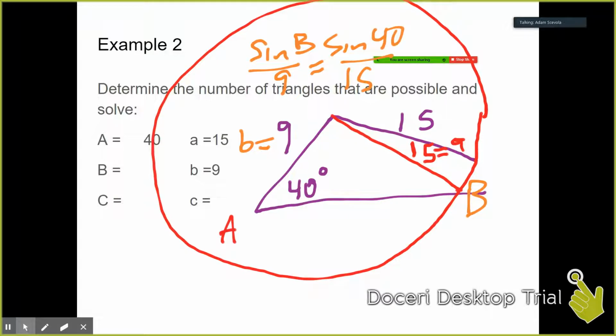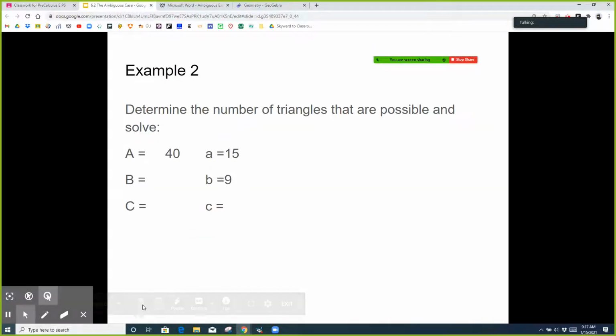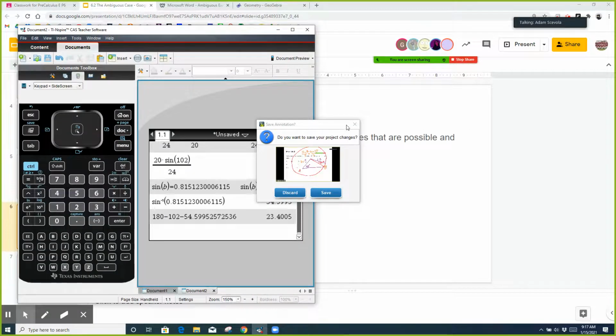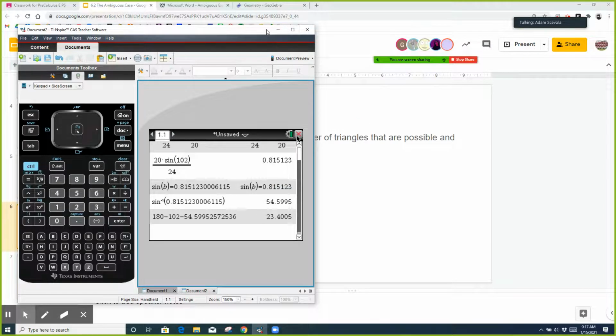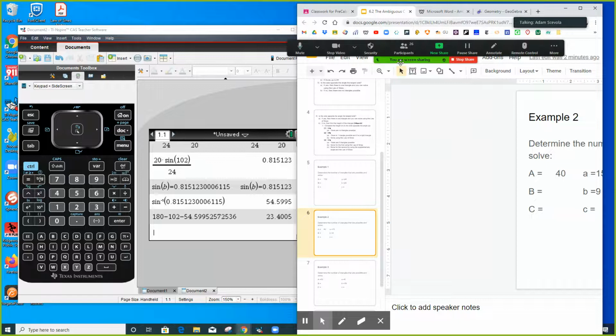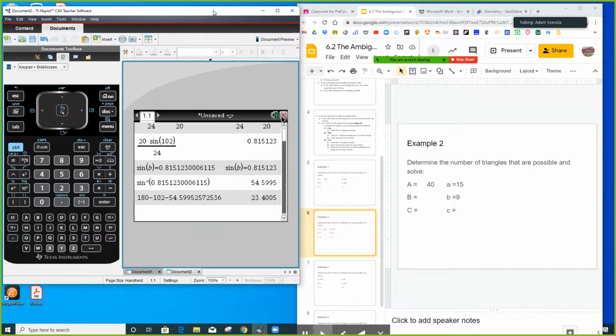All right, so now we have to solve that on our calculator. And I want to go through these steps here because it's a little different. Before today, when we did the law of sines, we were solving for sides. Now we're solving for an angle. So there's an extra step of doing the sine inverse.